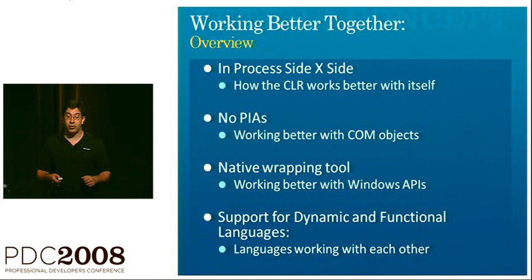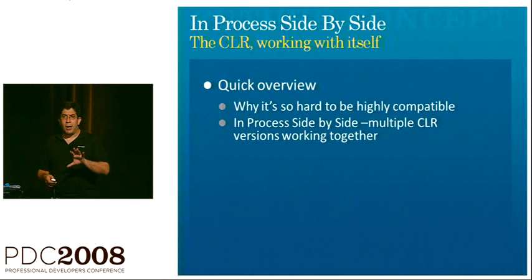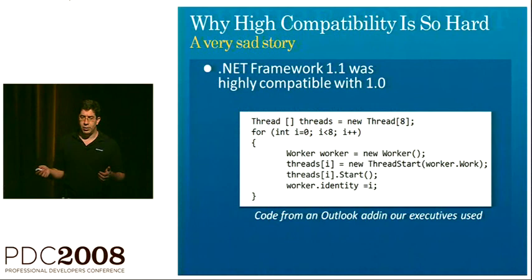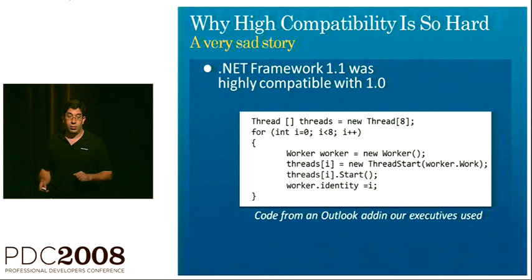So I'm going to take a step back to explain why we did this side-by-side feature in a little more detail. And it's mainly around compatibility. So I'm going to start with a very sad story about compatibility. The .NET Framework 1.1 was highly compatible with 1.0. They really were a very compatible release.